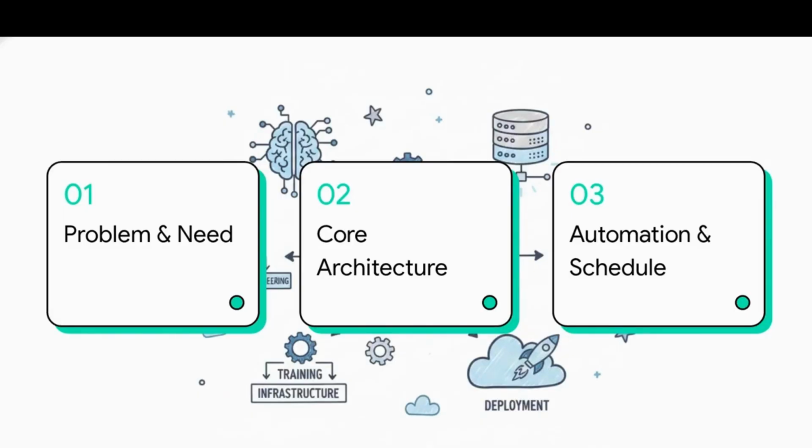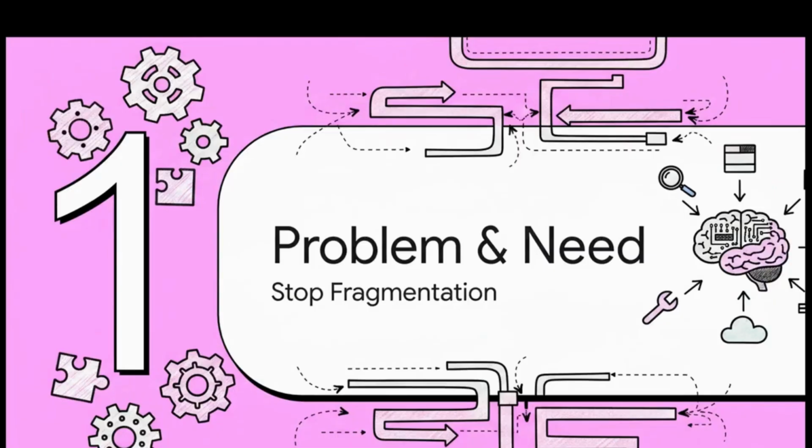Here's our quick roadmap for this explainer. First up, we'll tackle the headache of fragmentation. Then, we're going to map out the core architecture and finally, wrap things up with automation and scheduling. All right, part 1, the problem and market need and how we actually overcome this fragmentation.